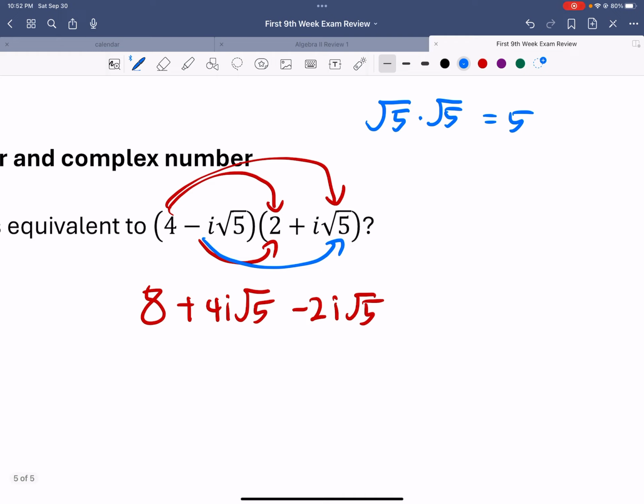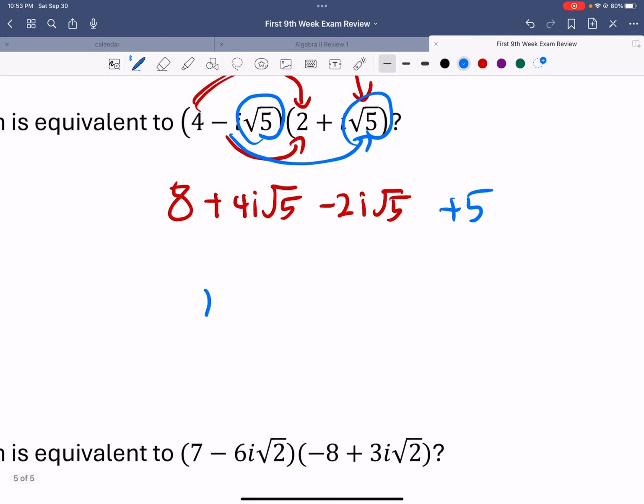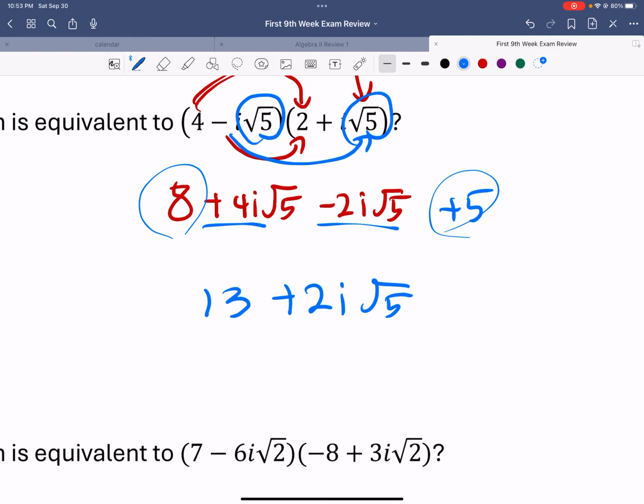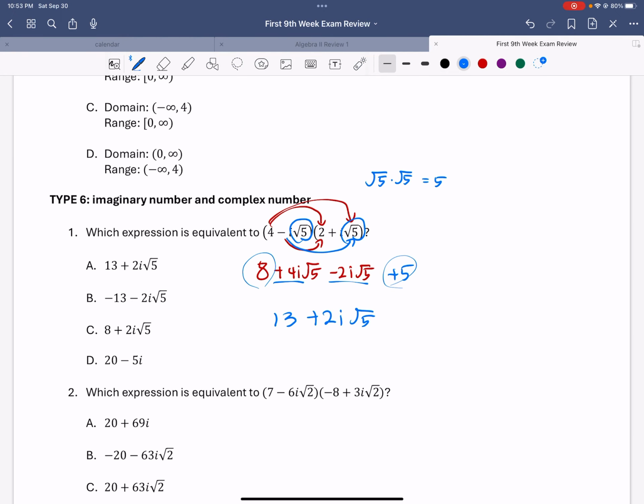So this one is going to be negative i times positive i, which is negative i squared. Square root of 5 times square root of 5 is going to be 5. Okay? And I told you, whenever you see negative i squared, you're going to flip the sign. So instead of this negative, this one will become positive 1. So it's going to be just positive 5. So let's do this: 8 plus 5 is going to be 13. And 4i minus 2i is going to be plus 2i square root of 5. So the answer is going to be this one.